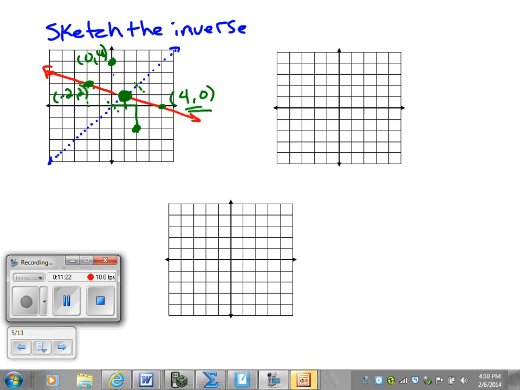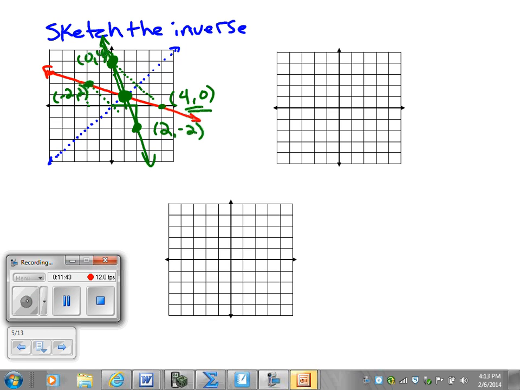I know I've got a lot of stuff going every which way, but we have these 3 points here that are going to make up my line. And that's really good enough for me to get a sketch. And then when you look at it, hopefully you can see that it looks like it's reflecting pretty nicely across that line. Okay, let's look at another one.